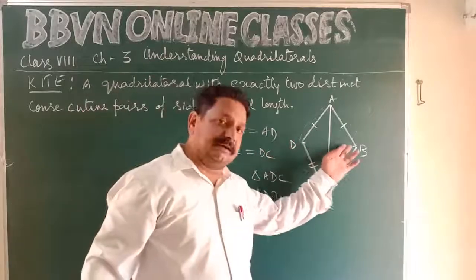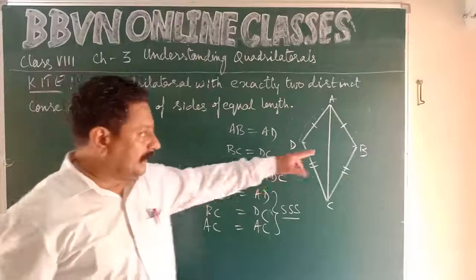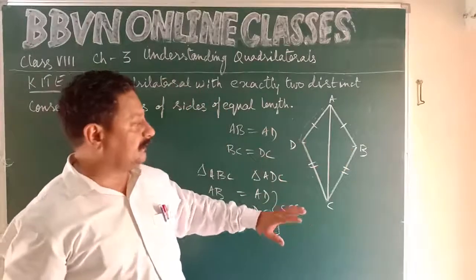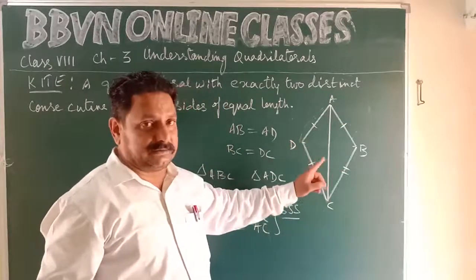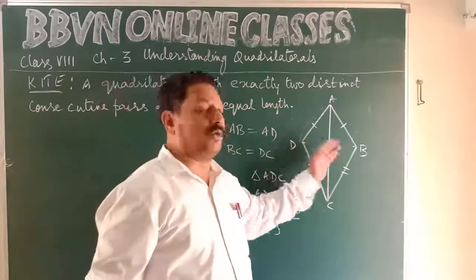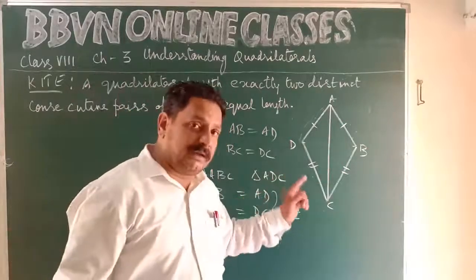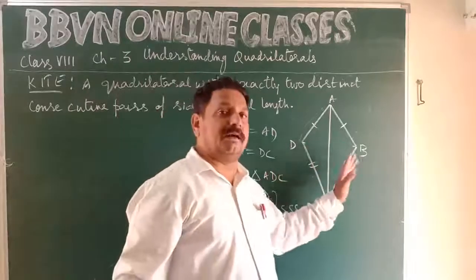Another diagonal divides it into two isosceles triangles. Understood? Diagonal BD will divide this kite into two isosceles triangles. But diagonal AC will divide this kite into two congruent triangles. Congruent means the triangles which are equal in area and similar in shape. Exactly, they can overlap each other.